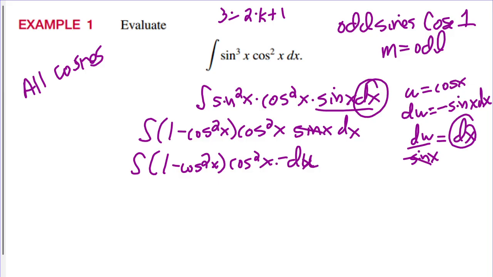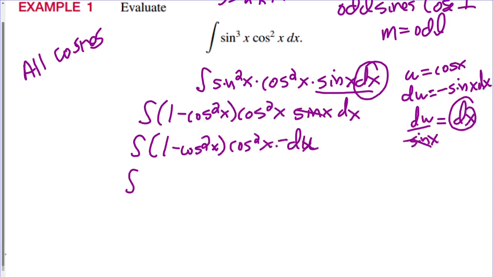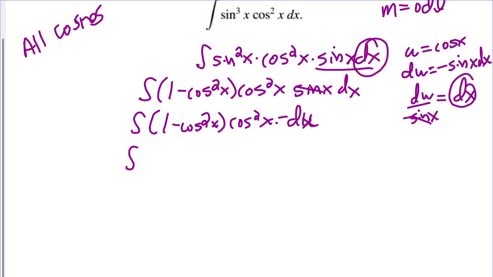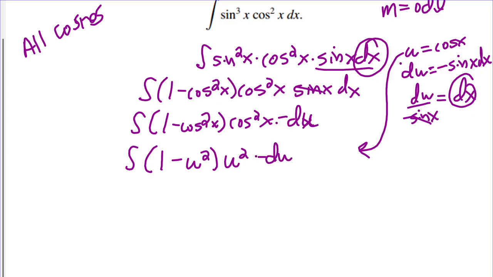Now we can simplify. We're going to multiply all of these together. I'm going to backtrack a step. Because we have our u as cosines, now we can switch to our u variable. So we're going to plug in all of our u's. Now we get 1 minus u squared times u squared times negative du. Now we can come back and simplify. So we have a 1 times a u squared times a negative.